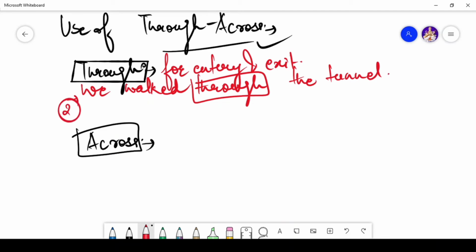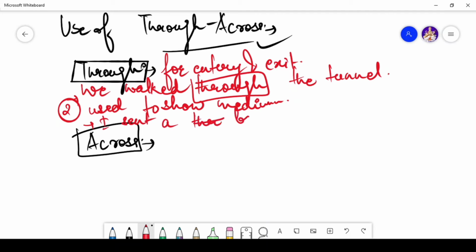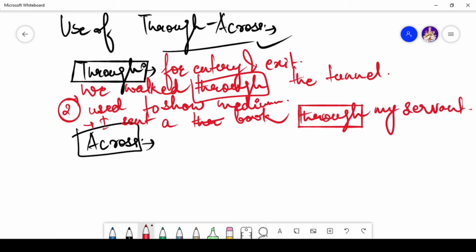In a different scenario, through can be used to show any kind of medium, like if I say that I sent a book through my servant, means maine servant ke dwara, I gave my book to the servant and told him that he will give the book to you. Okay, so this is a medium, it is showing a medium. So through can be used to represent entry or exit, or it can be used to show the medium.